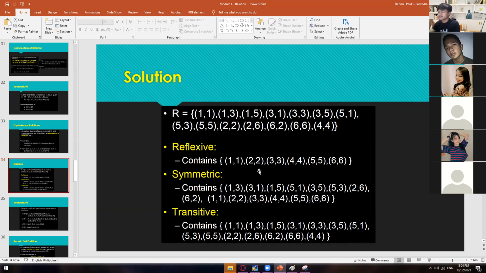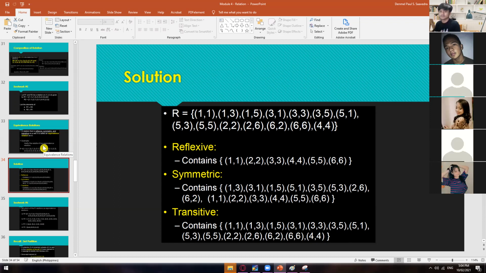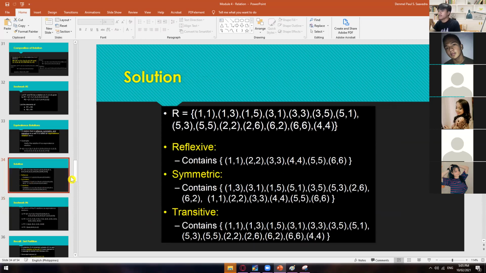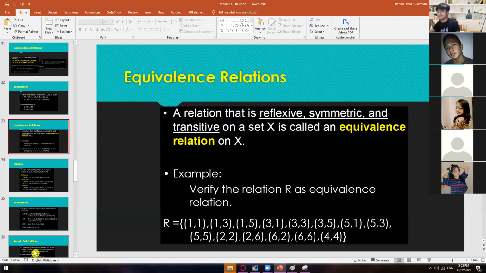Are we clear now regarding the example of equivalence relation? Yes, sir. All right. Once you're done with those examples or topics, you may now proceed in answering seatwork number 6. In here, tell which of the following relations are equivalence relations. We have 4 numbers. Again, when we see equivalence, it should be RST: reflexive, symmetric, and then transitive.